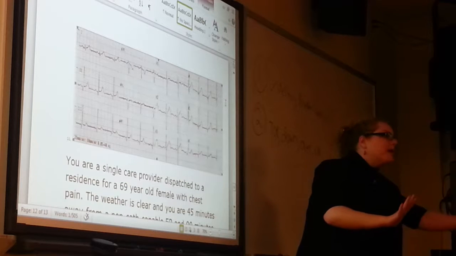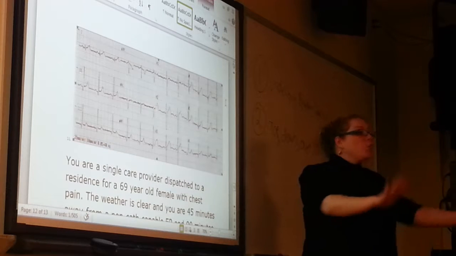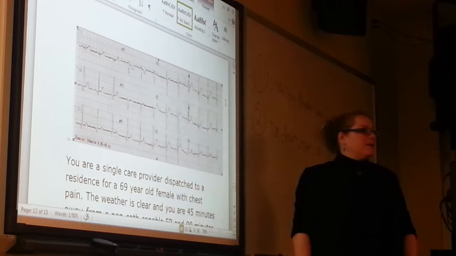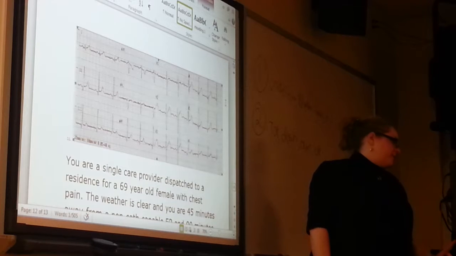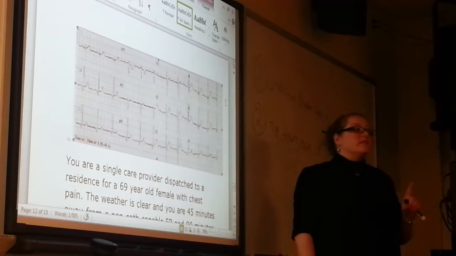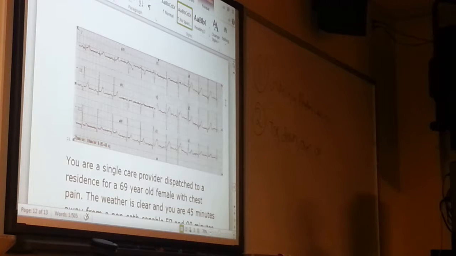I'm going to introduce a new topic down here in V1 and V2. V1 is bundle branch block. V1 and V2 is left ventricular hypertrophy, also known as LVH. Okay? Left ventricular hypertrophy means that the left ventricle has thickened. And there's a lot of reasons for that. People with left-sided heart failure tend to have LVH.